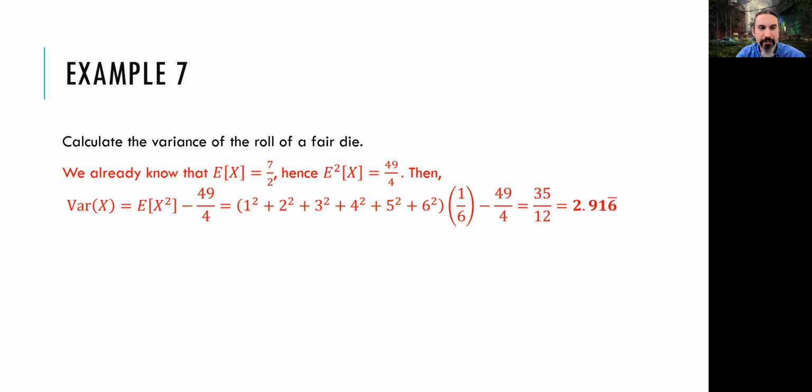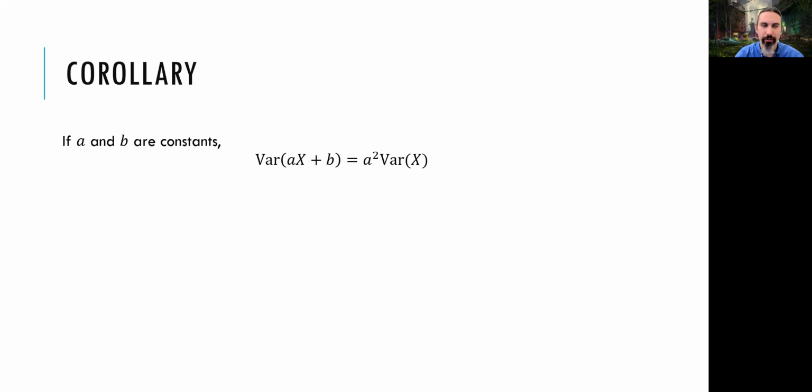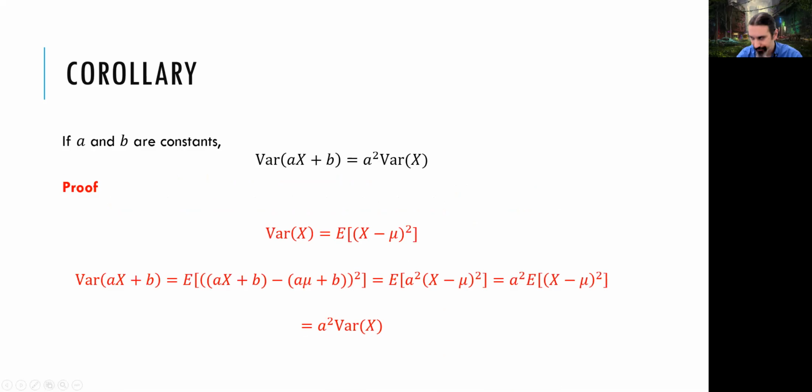And then there is the corollary that I mentioned in expected value. This is the same thing with a slight difference. Now we are looking for the variance of ax plus b. In here, b is removed, and a is going out as a square. There's a perfectly good mathematical explanation for this.